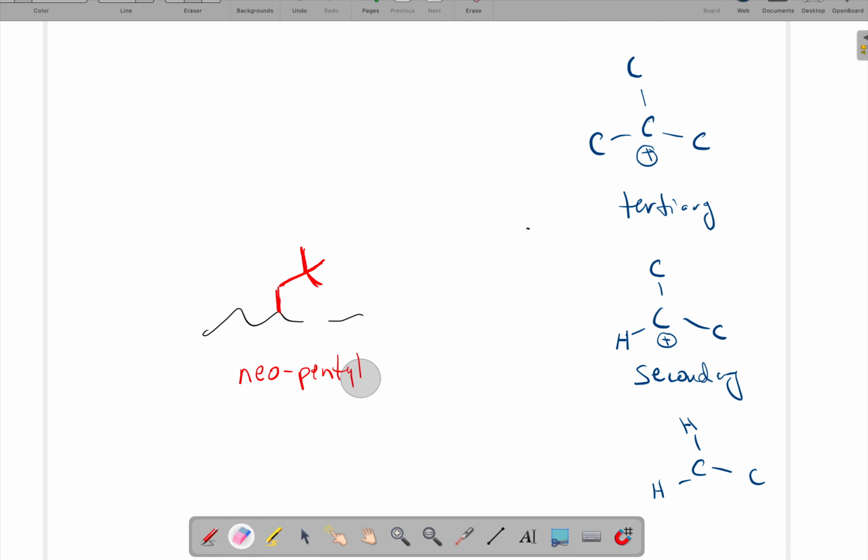So if that's the rule, if I do this, what do we call it? Neo? Why is that prefix escaping me? That's 6 carbons, right? 4, 5, 6. So that's neohexyl.